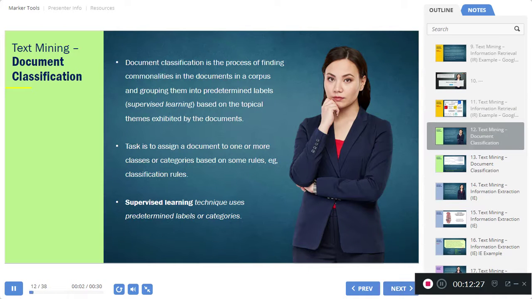Document classification is the process of finding commonalities in the documents in a corpus and grouping them into predetermined labels. It is supervised learning, based on the topical themes exhibited by the documents. The task is to assign a document to one or more classes or categories based on some rules, for example, classification rules. Supervised learning technique uses predetermined labels or categories.